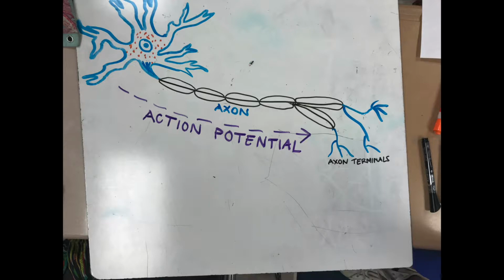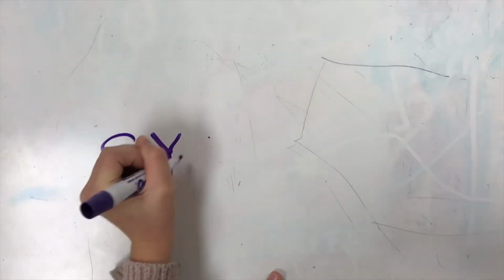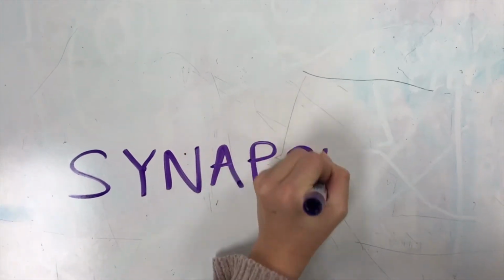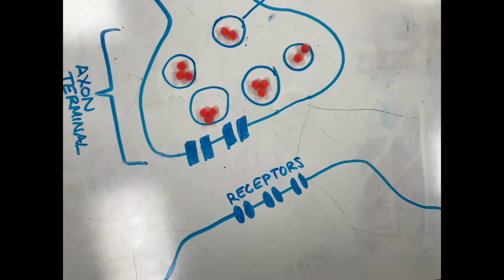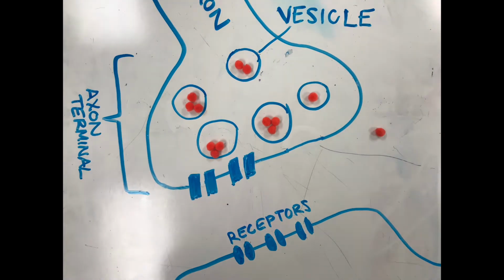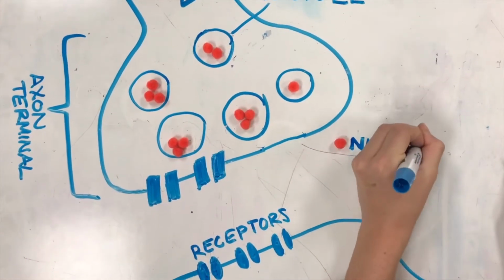When the action potential finally reaches the axon terminal, a process called synapse occurs. As shown in the picture, the axon has an axon terminal which has many vesicles. In the vesicles are neurotransmitters such as serotonin.